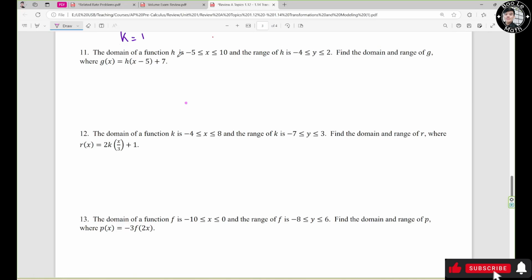The domain of the function h is negative 5 to 10, and the range is negative 4 to 2. Now find the domain and range of the function g, where g of s equals h of s minus 5 plus 7. Alright, so the domain of the function g should be hg. The range of the function g is yg.